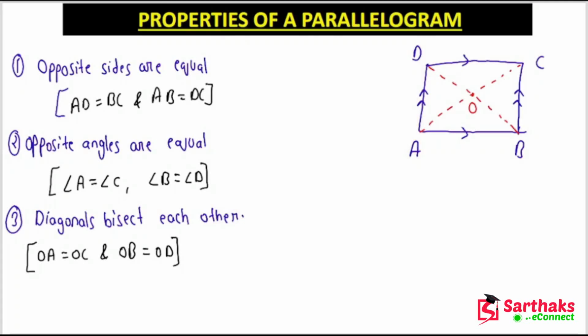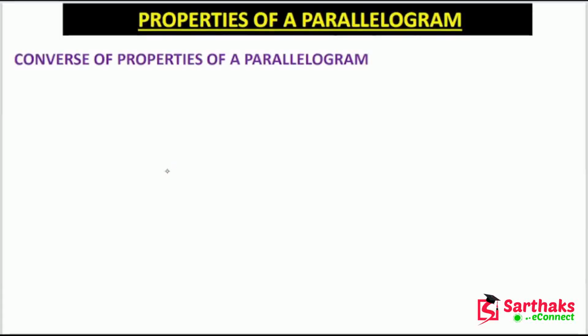But if tomorrow you say, sir, ABCD is a quadrilateral, it is not a parallelogram, we do not know it is. Now you say that ABCD is a quadrilateral and I tell you that opposite sides are equal, then can we call ABCD a parallelogram? That is, you are asking that if the converse of these properties is true, that is, if in a random quadrilateral ABCD opposite angles are equal, can we call it a parallelogram? The answer is absolutely yes, and we are talking about the converse of these properties.